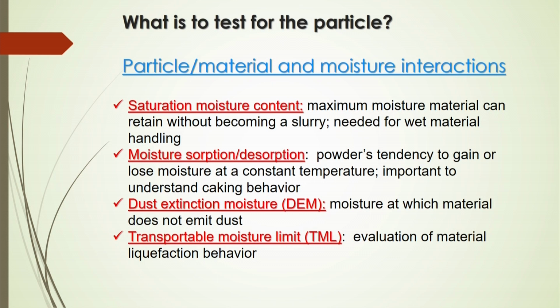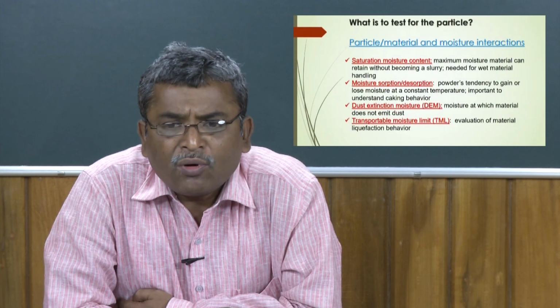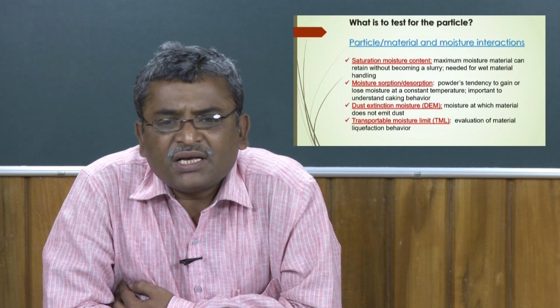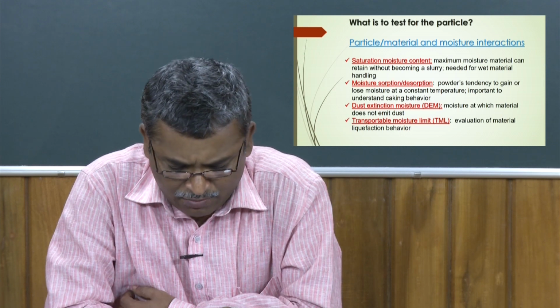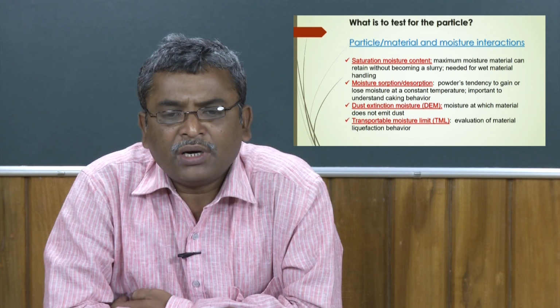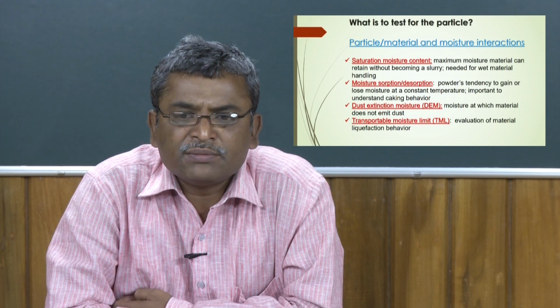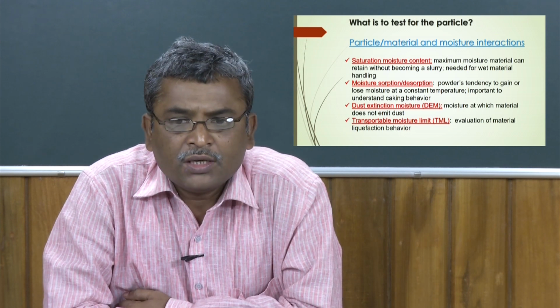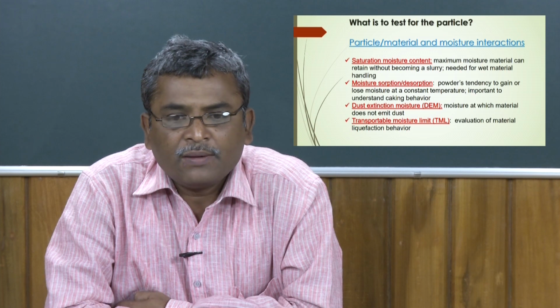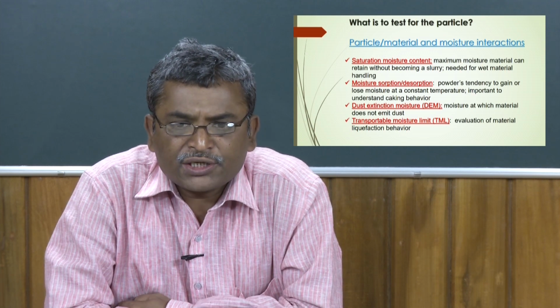And also moisture absorption or desorption is a very important factor here. You will see the powder's tendency to gain or lose moisture at a constant temperature, and it is important to understand caking behavior. And another important factor is dust extinction moisture. It is nothing but the material property by which you can say whether this material will emit dust or not. The moisture at which the material does not emit any dust is called dust extinction moisture. Another important factor is called transportation moisture limit.